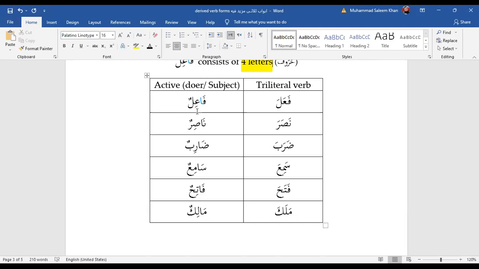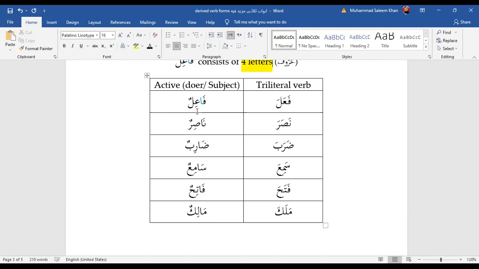However, as we know that huruf al-illa, they change a lot. So there will be slight changes. For example, I will give you one example. For example, qala, he said. The one who says will be qailun. So there is an addition of hamza. Instead of qawilun, there is an addition of hamza. So there will be slight changes, but the pattern will remain the same, which will be fa'ilun.